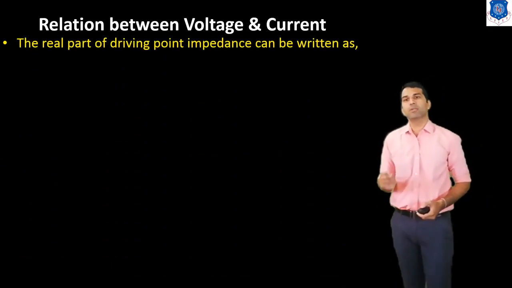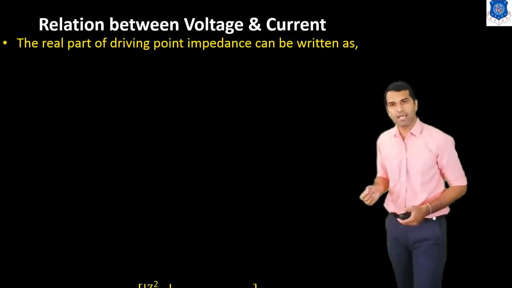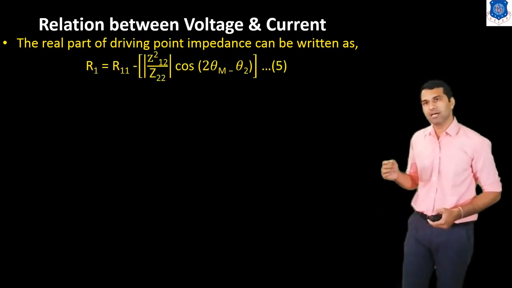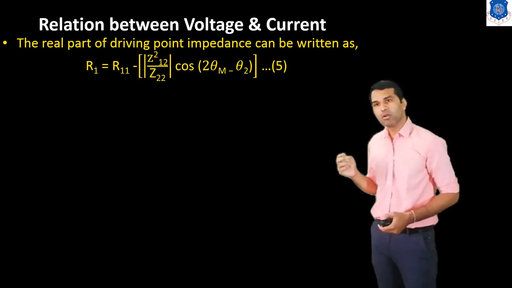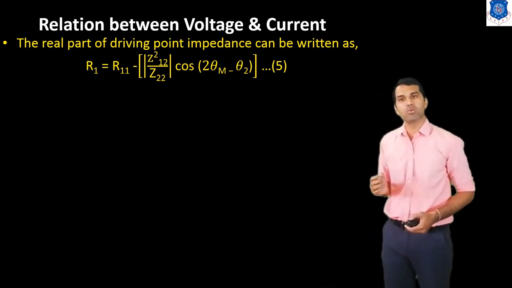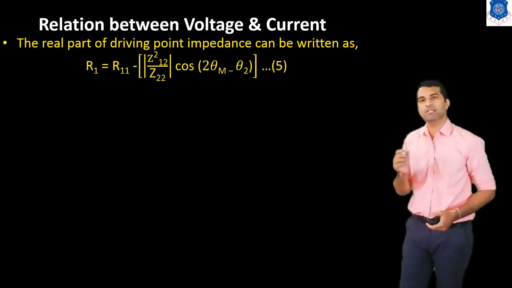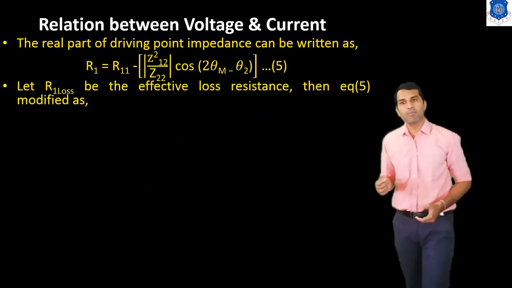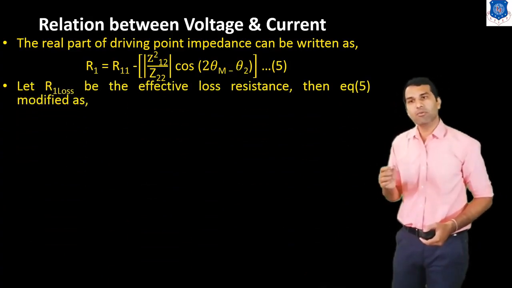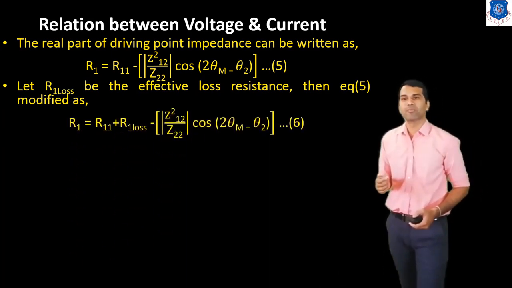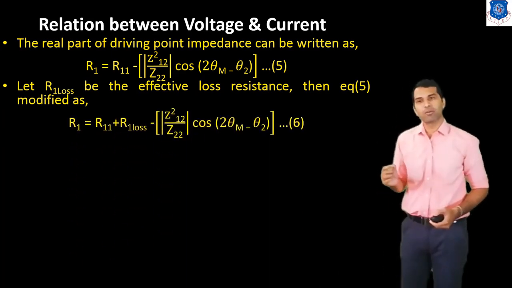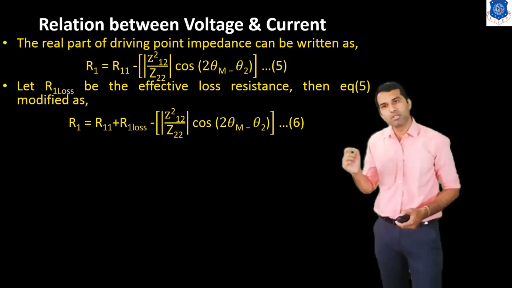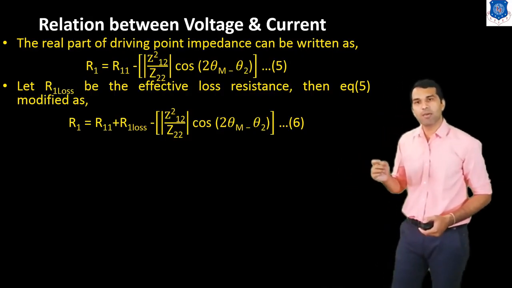Now the real part of the driving point impedance can be written as R1 is equal to R11 minus Z12 square upon Z22 cos 2 theta m minus theta 2. Let R1 loss be the effective loss resistance. Then equation number 5 is modified as R1 equals R11 plus R1 loss minus Z12 square upon Z22 cos 2 theta m minus theta 2.